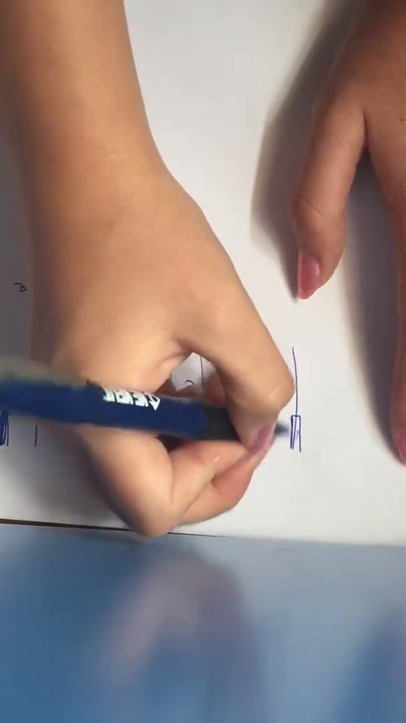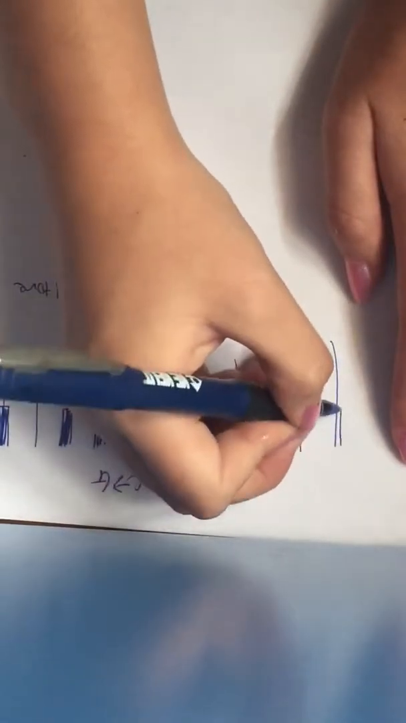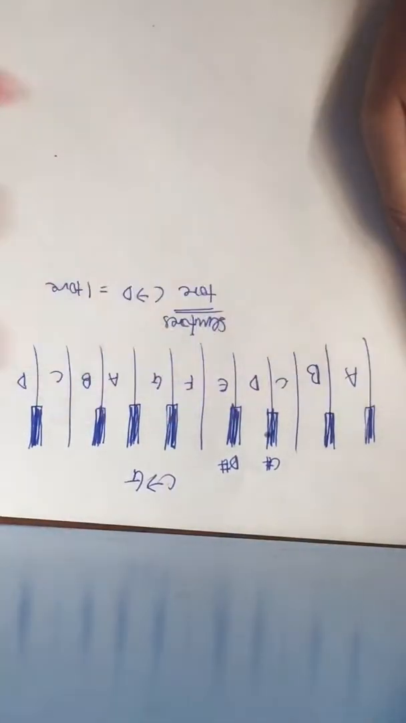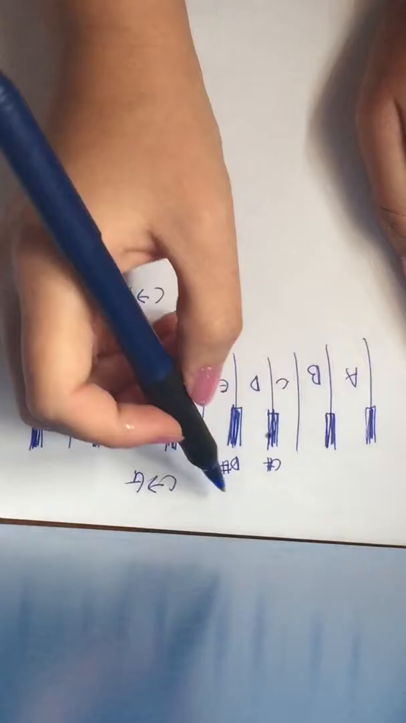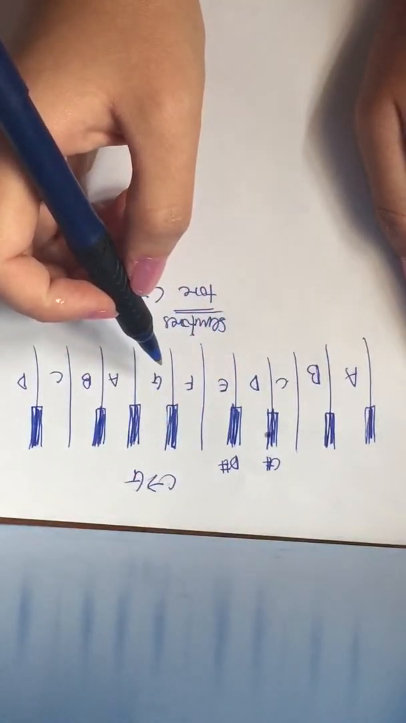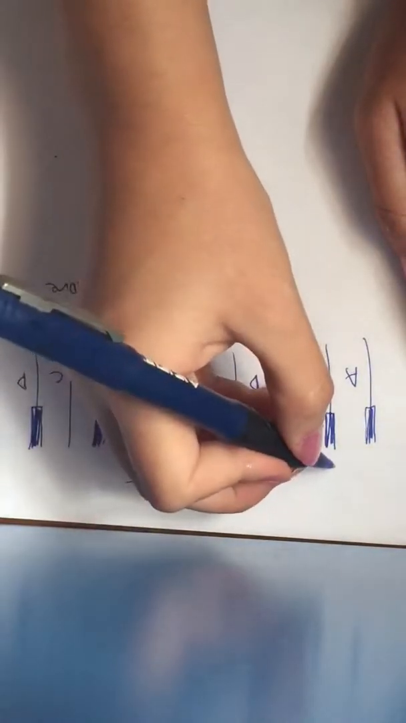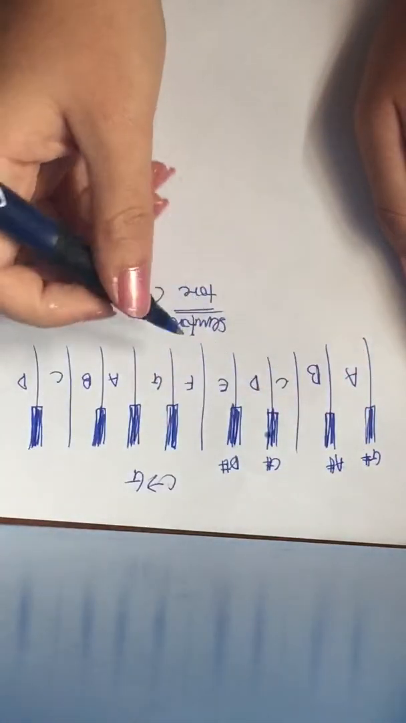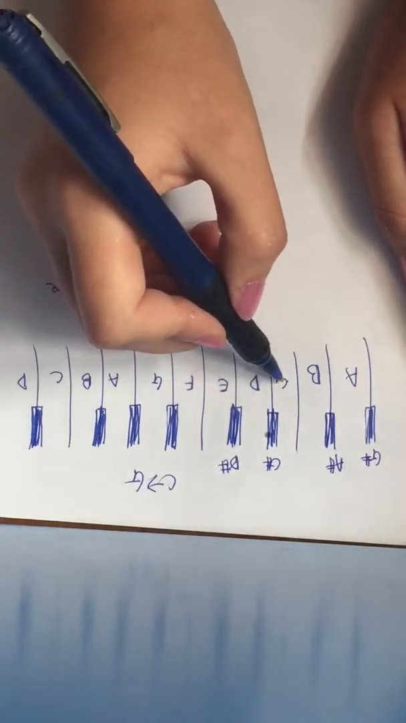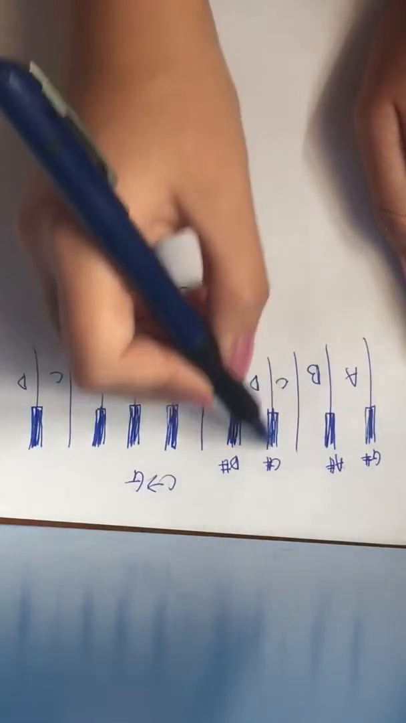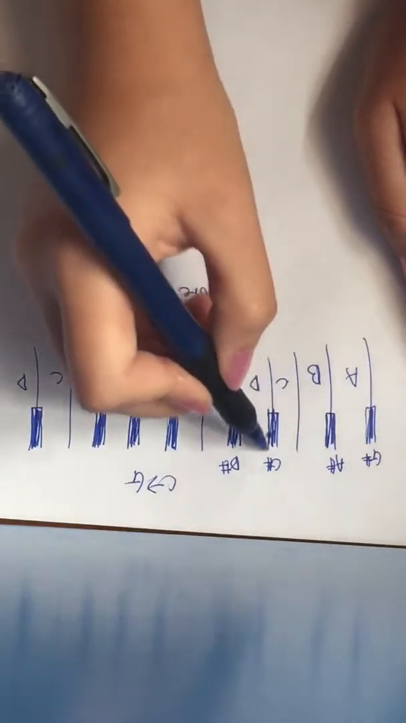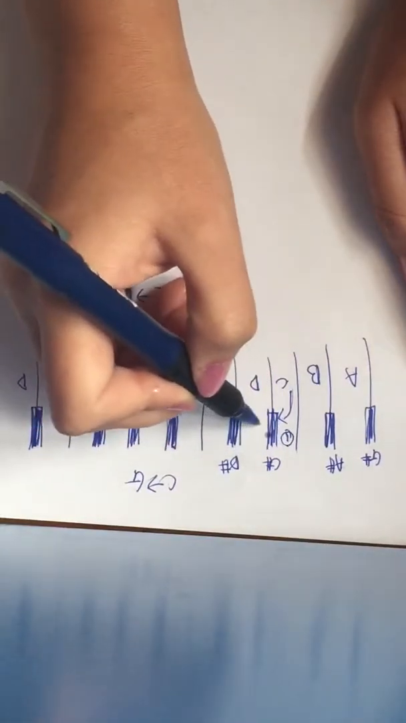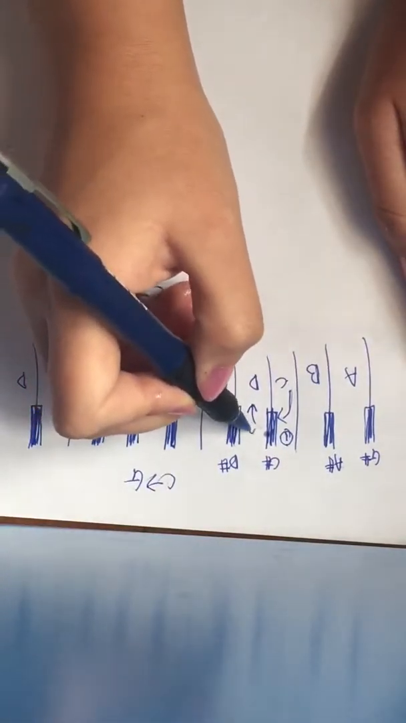I'll just draw B here. Then there's an A, and it also continues in this direction. So it can continue in both directions. The keyboard doesn't really end. This is A sharp, this is G sharp. So from C to D, it's 2 semitones, because you have 1, 1, and so on, and then there's 2, 2.